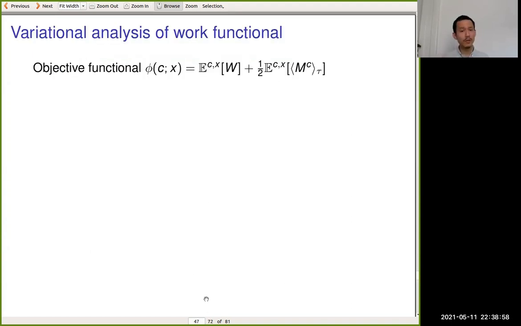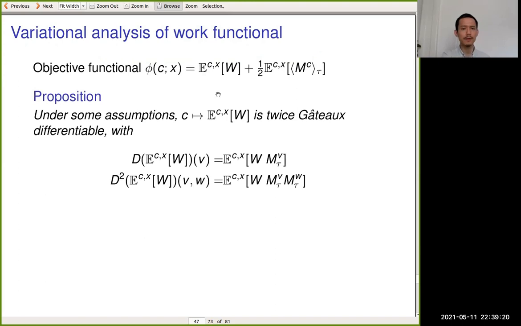Okay, so as you might imagine, in order to obtain the derivatives, we need to do some kind of variational analysis. And I will do that in this slide, just for the work functional, this work path functional. Recall that the objective functional phi of the optimal control problem has two parts, an expected work part, and a cost of control part, or a quadratic variation part. Now let's look at the expected work component first.